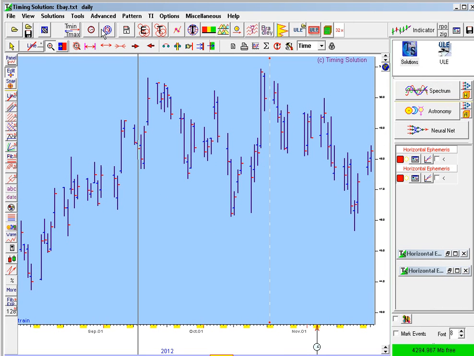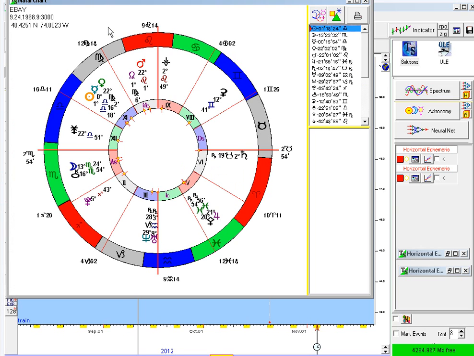Let's look at the first trade chart of eBay. You load it, by the way, here. You can create it here. So eBay, the first trade, September 24th, 1998, 9:30 a.m., New York City. So for eBay, we can see that the sun is in Libra. The ruler of Libra is Venus.